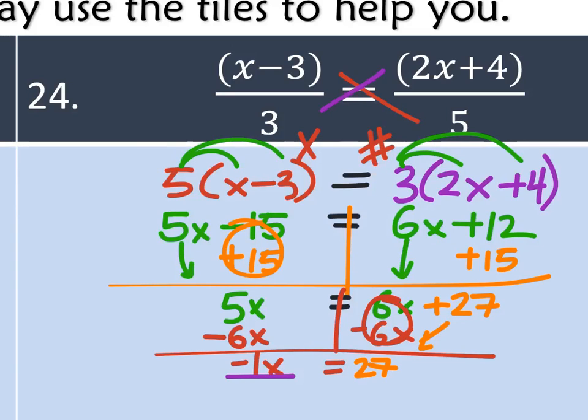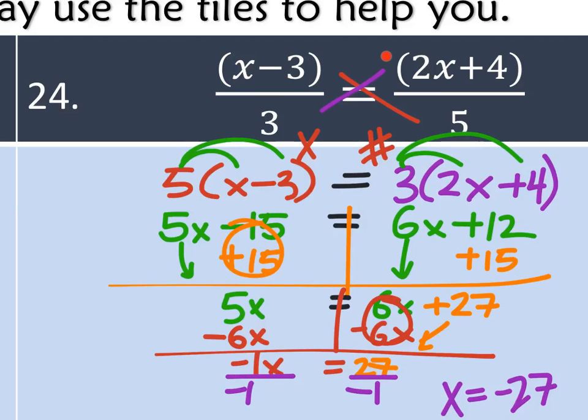And finally, we'll divide both sides by the coefficient of negative 1 to make that x equals negative 27. Okay? Let's just check on the original equation, right? So negative 27 minus 3 is negative 30, divided by 3 is negative 10.